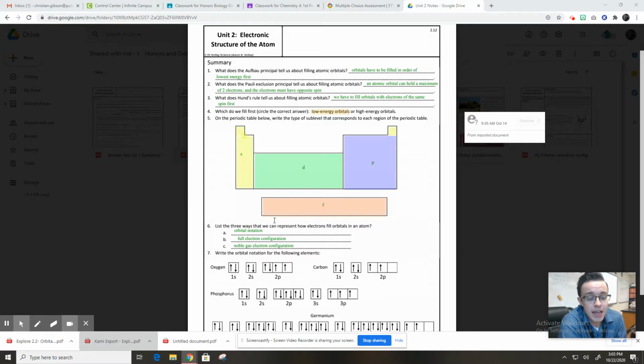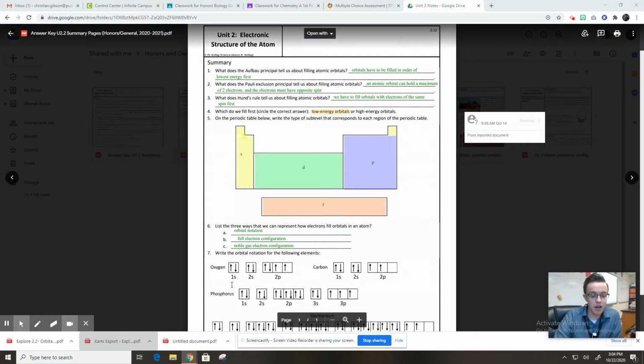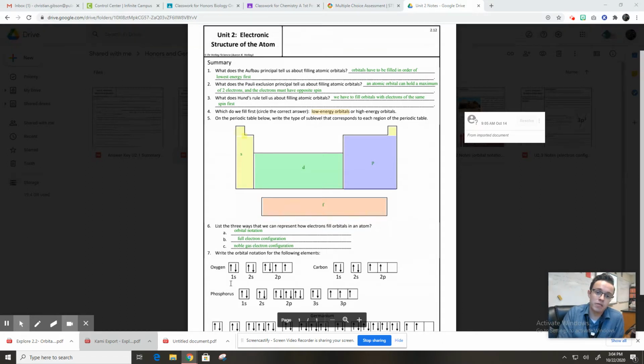Okay, so number one says, what does the Aufbau principle tell us about filling atomic orbitals? Well, it tells us that orbitals have to be filled in order from lowest energy level first, going to higher energy level. Think of it like building a building. You wouldn't start building the fifth floor before you started building the foundation in the first floor. It would just collapse, right? Same with electrons in orbitals. You must fill up energy level 1 first, and then energy level 2, which is S and P, and then energy level 3, and so on and so forth.